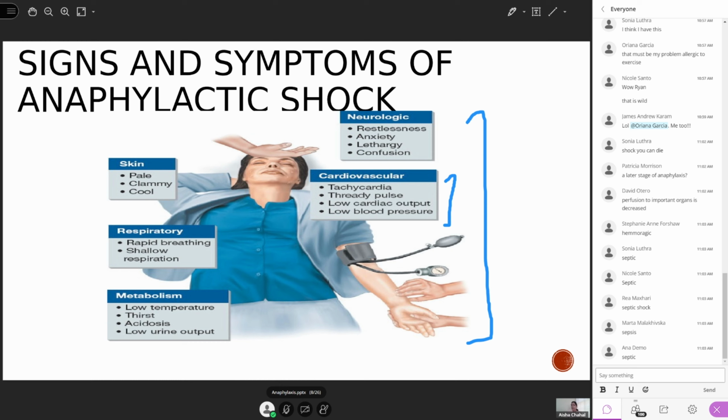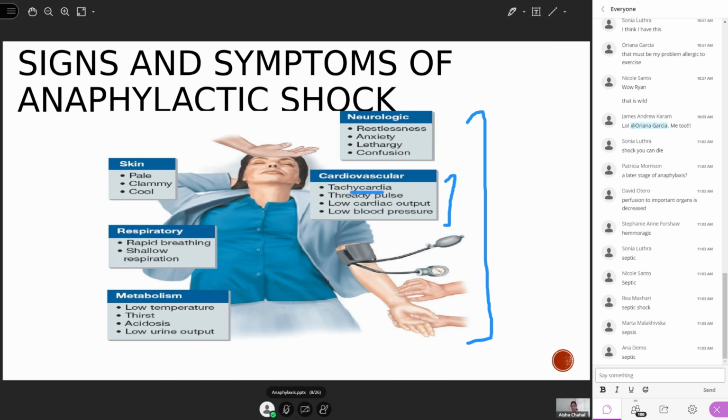Okay, and eventually in shock, even the tachycardia is going to become bradycardia, because at this point the body is trying to compensate by increasing the heart rate to 120, 150, 180. But as the blood pressure goes lower and lower, even the pulse will become 50, 40, 30. Now you know that the patient is going to go into cardiac arrest if we don't do anything, okay?